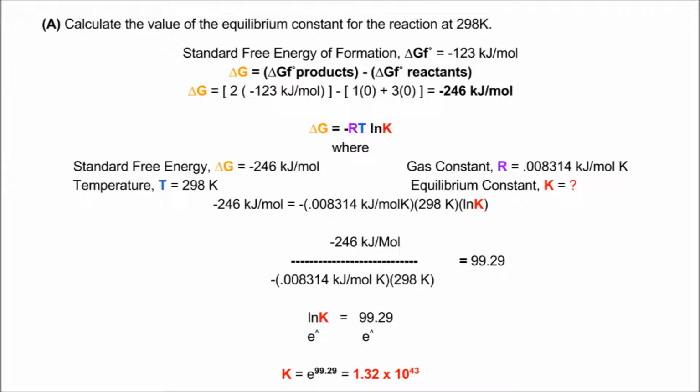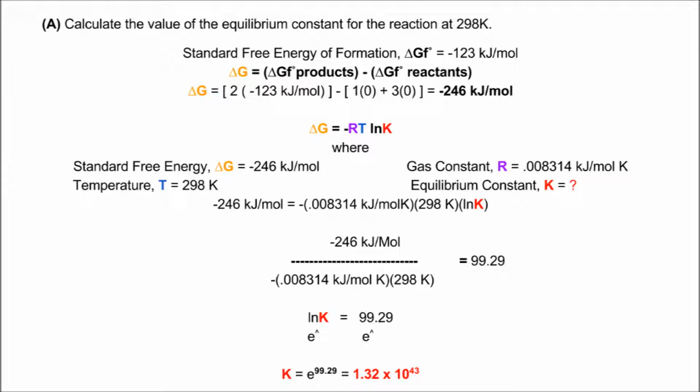Next, using the equation delta G equals negative RT natural log of K, we can rearrange it to solve for K after we plug in the temperature, 298 Kelvin, the gas constant R, 0.008314 kilojoules per mole Kelvin, and the standard free energy given to us, negative 246 kilojoules per mole. If we divide negative 246 by the gas constant and temperature, we can get the natural log of K by itself and find that the natural log of K is equal to 99.29.